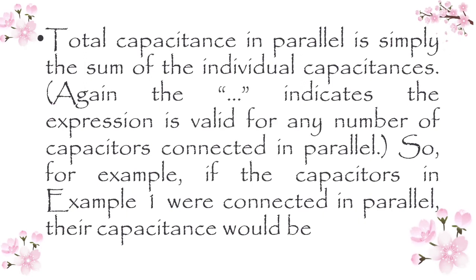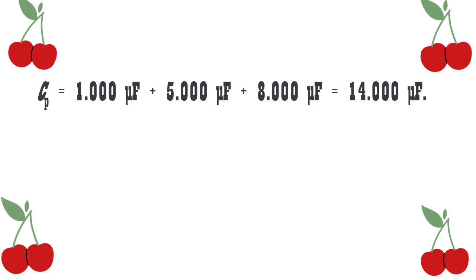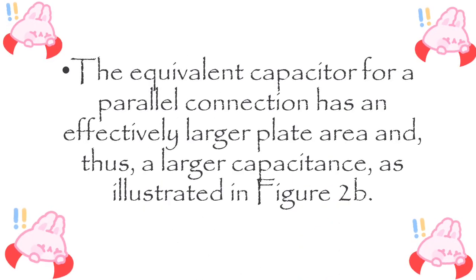Total capacitance in parallel is simply the sum of the individual capacitances. Again, the three dots indicates that the expression is valid for any number of capacitors connected in parallel. So, for example, if the capacitors in example 1 were connected in parallel, their capacitance would be for parallel capacitance, which has 1 microfarad plus 5 microfarad plus 8 microfarad gives us 14 microfarad. The equivalent capacitor for a parallel connection has an effectively larger plate area and thus a larger capacitance as illustrated in figure 2b.